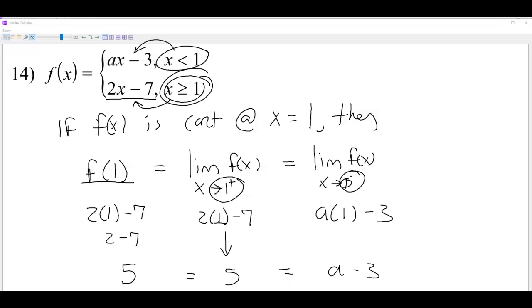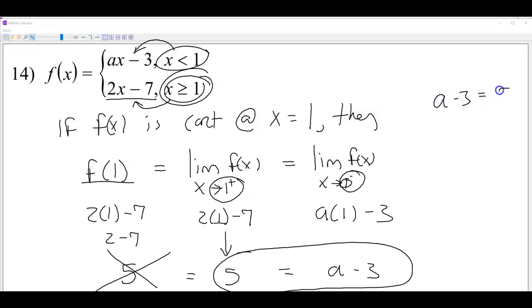Okay? Now, this part's kind of unnecessary. We don't really need that for these types of problems, just so you know. All we really need to do is do these two to get the solution. At this point, we just have to solve for a. So I know that a minus 3 has to equal negative 5, and therefore that would mean that a has to equal negative 2. All right?